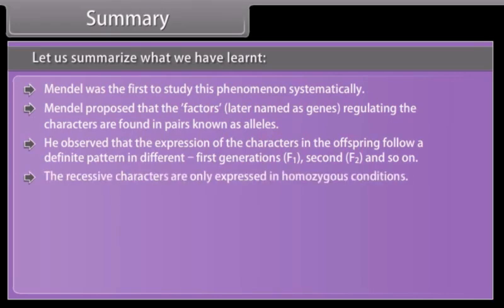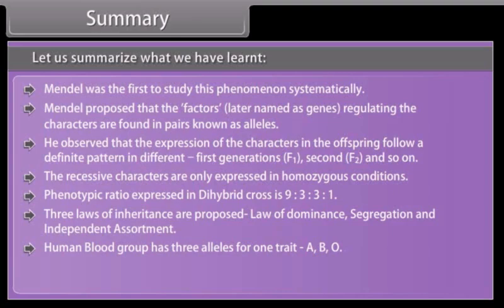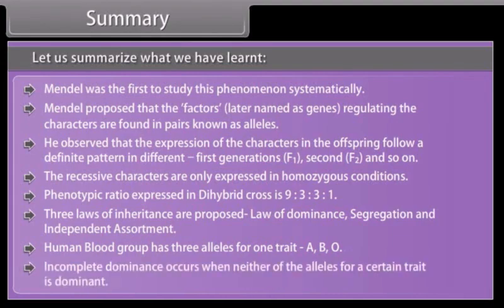The recessive characters are only expressed in homozygous conditions. Phenotypic ratio expressed in dihybrid cross is 9:3:3:1. Three laws of inheritance are proposed: law of dominance, segregation, and independent assortment. Human blood group has three alleles for one trait: A, B, O. Incomplete dominance occurs when neither of the alleles for a certain trait is dominant.